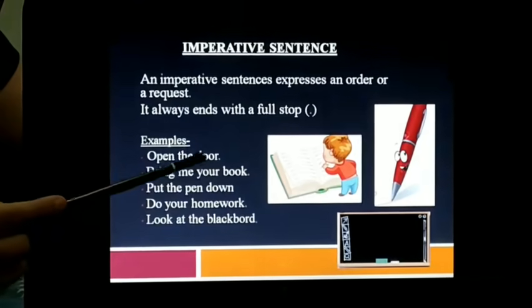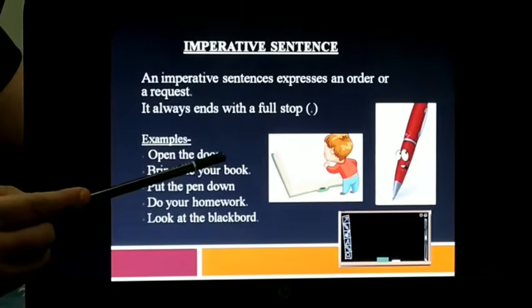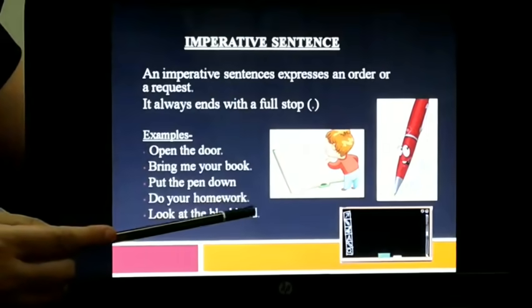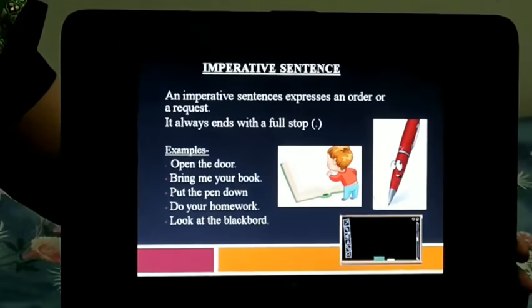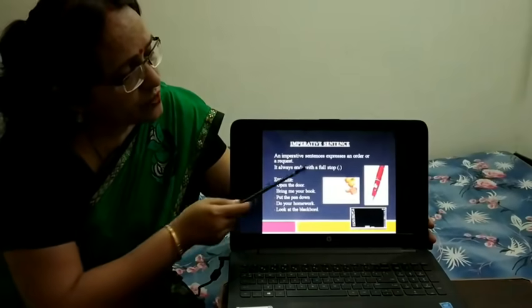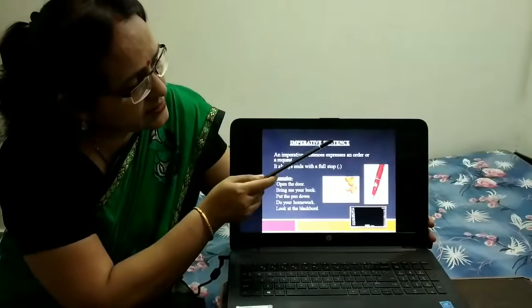Now here also in all the examples, can you see full stop is there at the end of the sentence. The first one, see, full stop is there. Second one also full stop is there. Third one full stop is there. Fourth one, and the last one is also full stop is there. So always remember, children, in imperative sentence, you have to put the full stop at the end of the sentence.